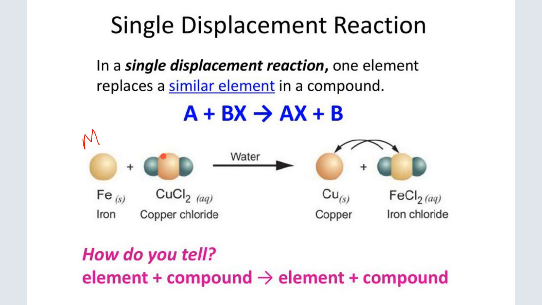Okay, and this is a metal and a copper chloride. So there's a metal in here, the copper. All right, and over on the product side, the copper gets taken out and the iron replaces it. How can you tell? Element in a compound, element in a compound. So it's still one element and a compound, one element in a compound. They're just switching.